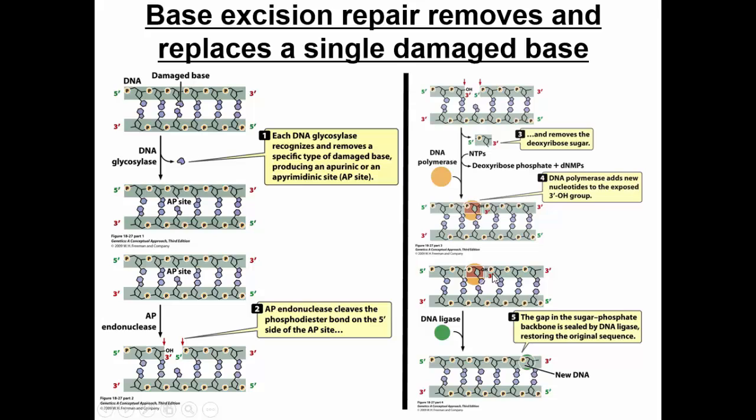So what happens here is you have our old DNA strand on the bottom, the new strand on the top. There's a damaged base, right? There's a problem with that base. So an enzyme called DNA glycosylase comes in and removes the damaged base, takes it out. What it leaves behind is something called an AP site.